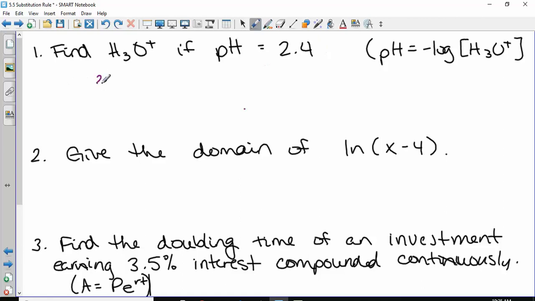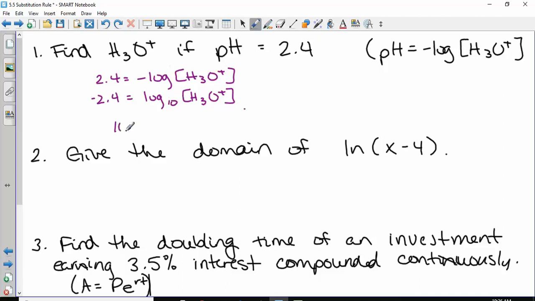So we have the pH. You have to move the negative to the other side. Then, if there's only a log on one side, you have to change it to exponential. The base on this log is 10, so you get 10 to the negative 2.4. When you put that in your calculator, it may not have given you scientific notation, which is fine. So you get 0.00398. If you said 0.004, I would take it. If you said 4 times 10 to the negative 3, I would take it. Any of those answers are fine.